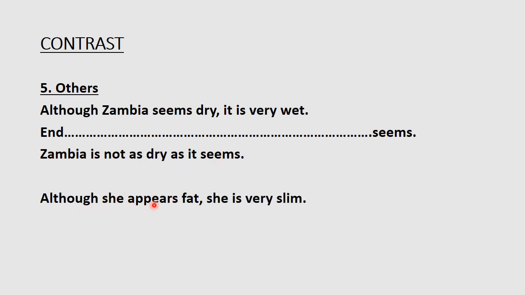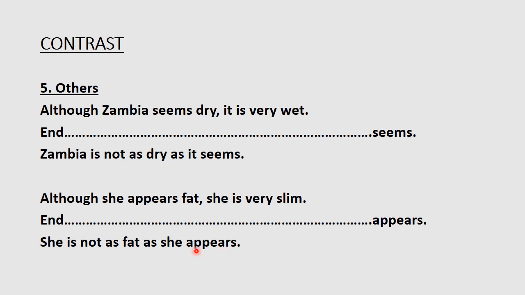Another one. Although she appears fat, she is very slim. So end with appears. It will be: she is not as fat as she appears. Meaning that she's slim, in short, not like the way she appears.